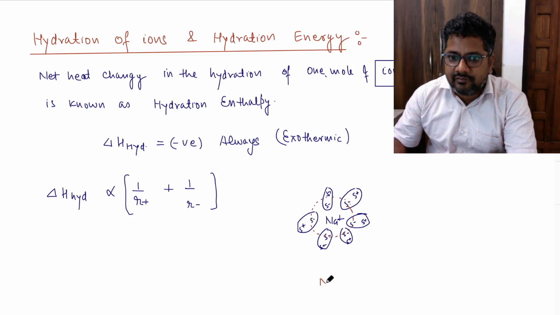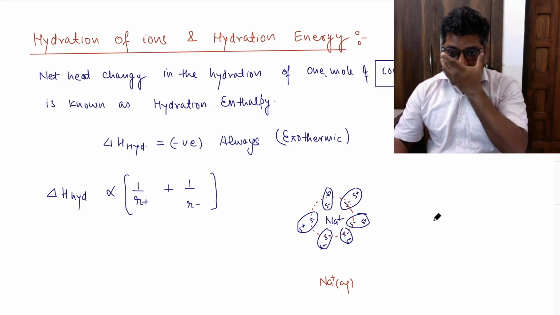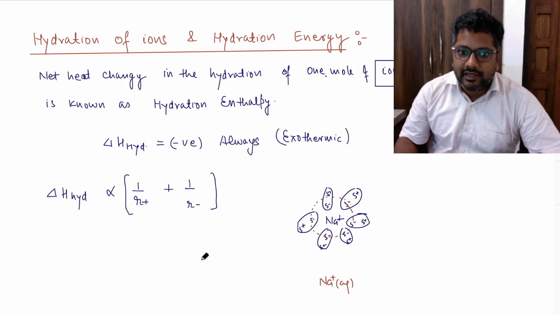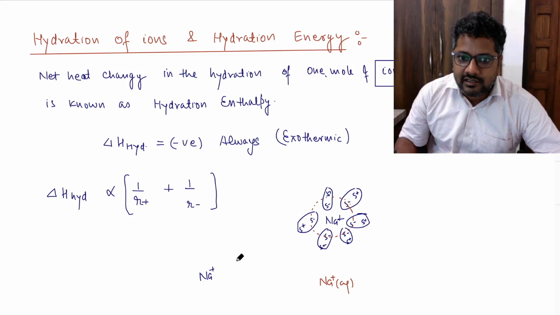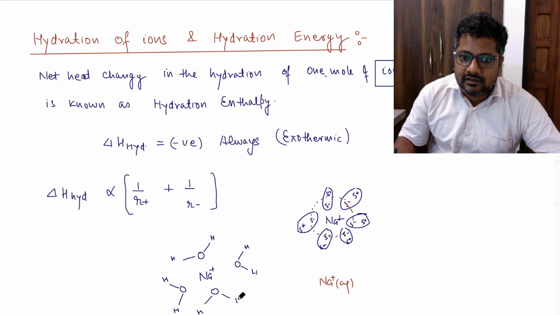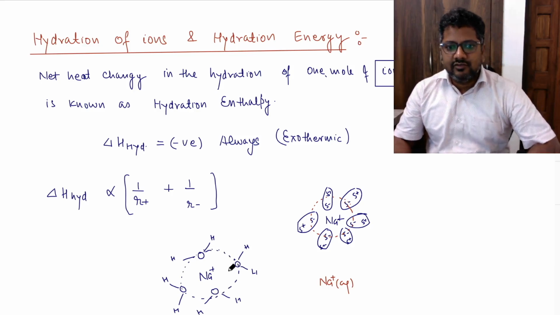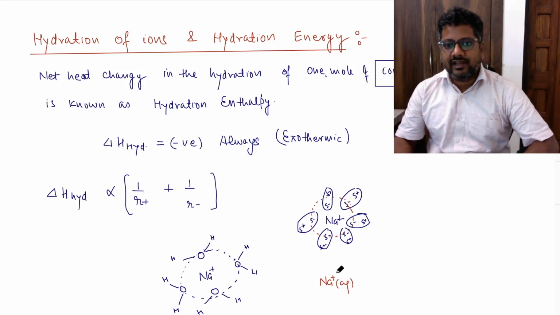So this is called Na plus aqueous. Basically, if you want, you can see this in a more clear way like this: Na plus and O. This is the representation of it, right? So this is called hydration of cation.